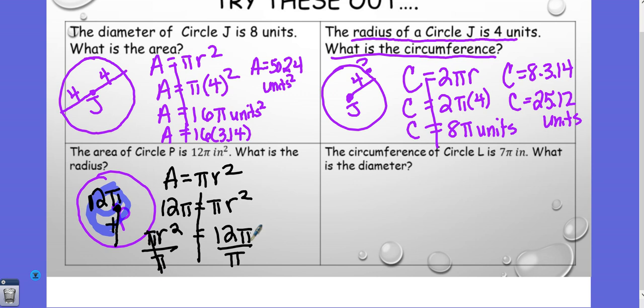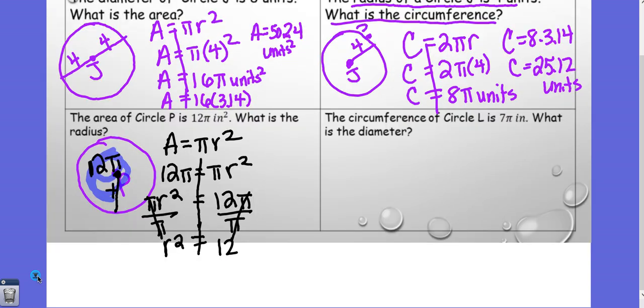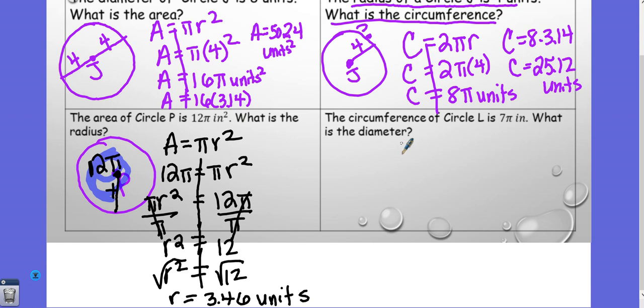It goes away here, it goes away over here, and you get r squared equals 12, and then you take the square root because the inverse of something squared is to take the square root. So r equals 3.46, and we're going to put units. So we're finished with that one.